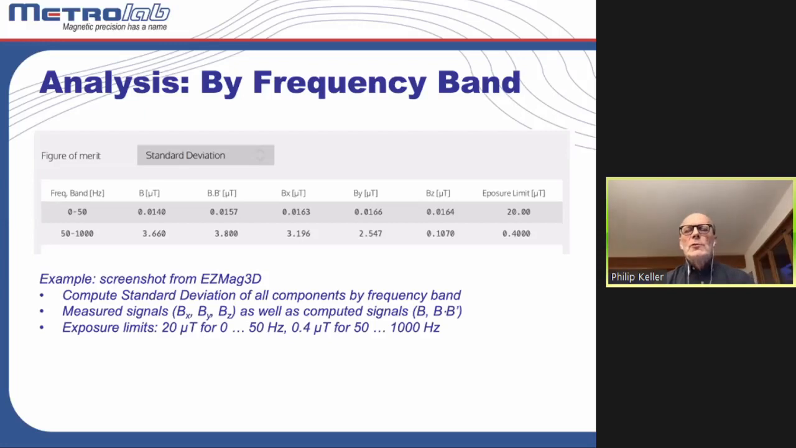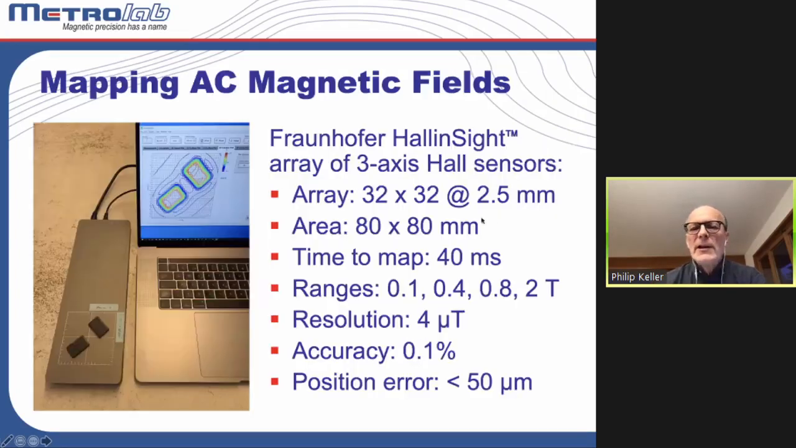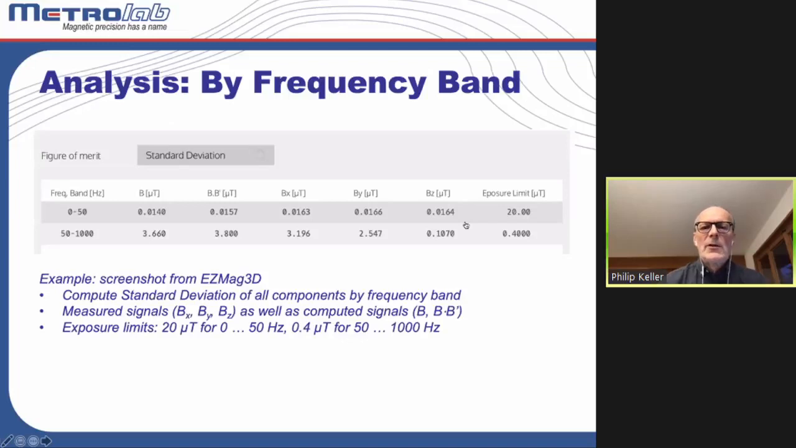You can also cut the frequency band up. So here we have the frequency band divided into 0 to 50, and 50 to 1 kilohertz. And we're calculating, in this case, the standard deviation of all the different components. And once again, you can set an exposure limit where it will complain if, for example, the standard deviation exceeds a certain limit.